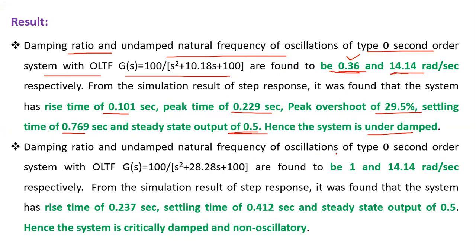And coming to the second case, the zeta value is 1 and the omega n value is 14.4 radians per second. Zeta value is 1 means it is a critically damped system. In critically damped systems, we are not having any oscillations. It is non-oscillatory. For this critically damped system also, we find the rise time, settling time, steady state output. Right, this is the second case.